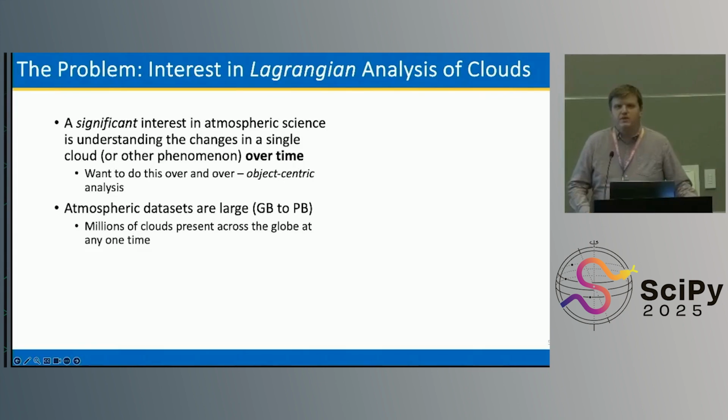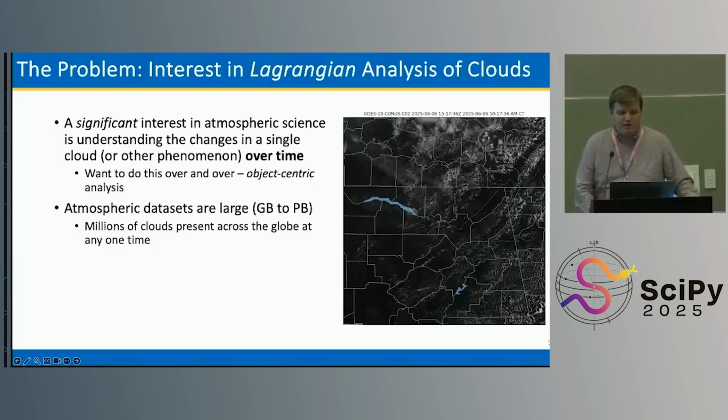The problem here is that atmospheric data sets are large. If I had an army of graduate students, I could probably task them to look at a full day's worth of data over maybe the continental United States, maybe even just a region, and they could identify all of the cloud life cycles and come up with insights about the cloud life cycles. But that is a single day at a single time. That's not how we actually want to understand the weather. There's millions of clouds present across the globe at any one time.